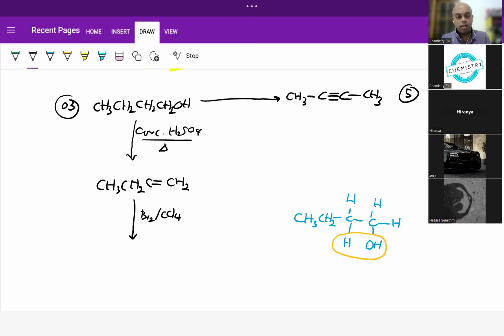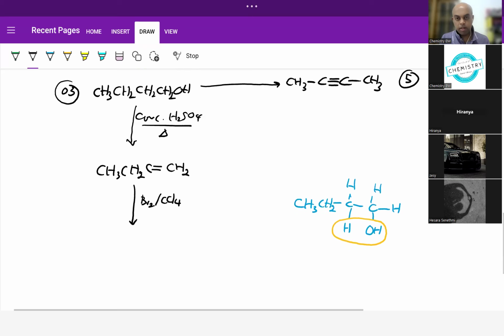Let's see what happens when we add it here. Last time I told you that to convert a double bond into a triple bond, you can use Br2 or OH minus addition or chlorine addition, something like that you can do, right? So you can check whether this will work, like if Br2 is added at this point. Let's see what happens here.